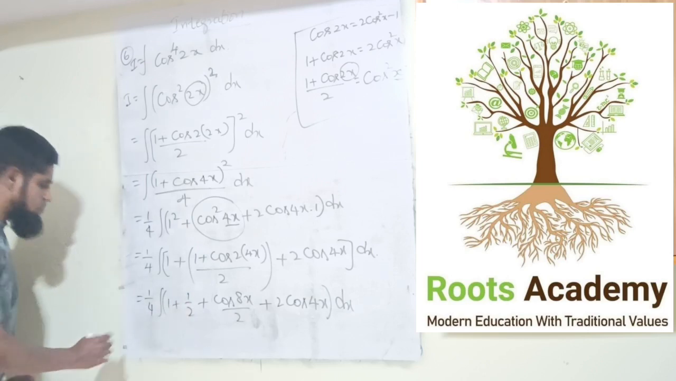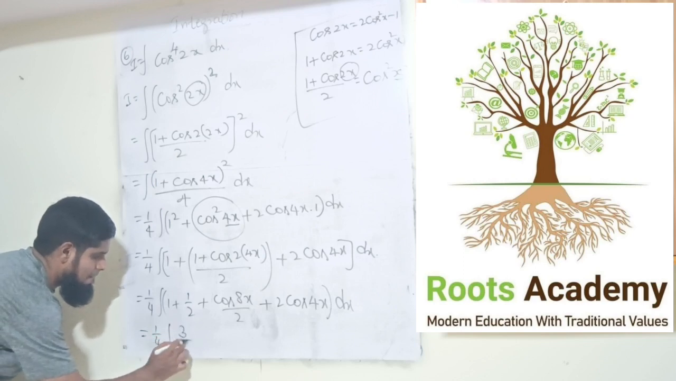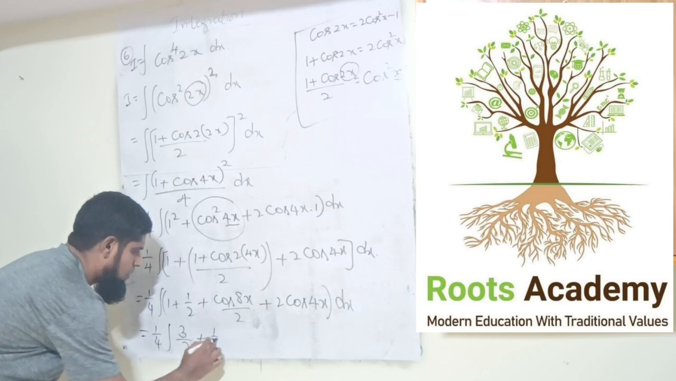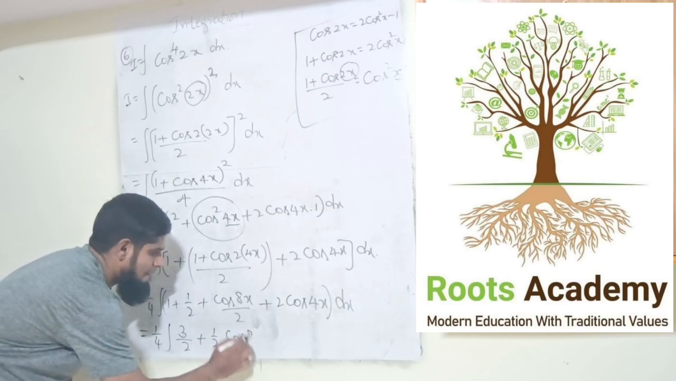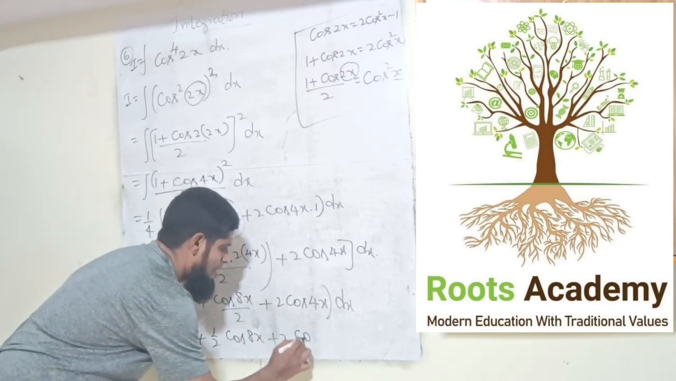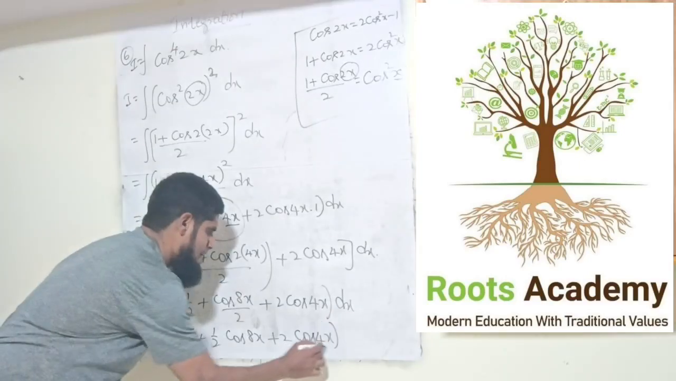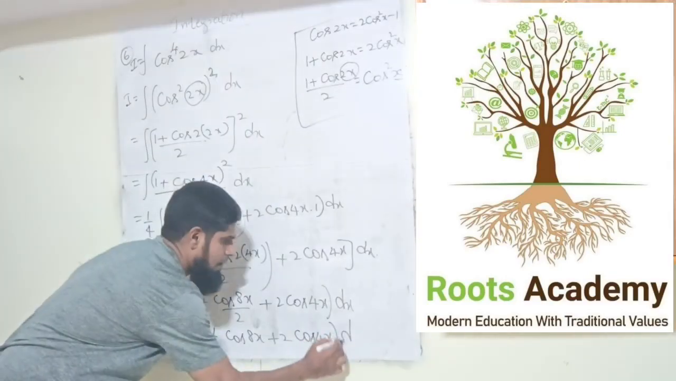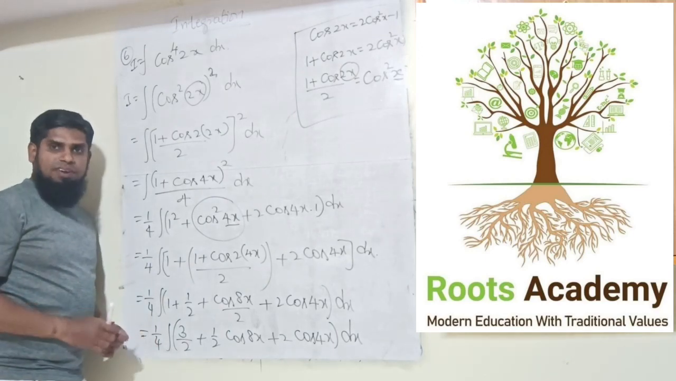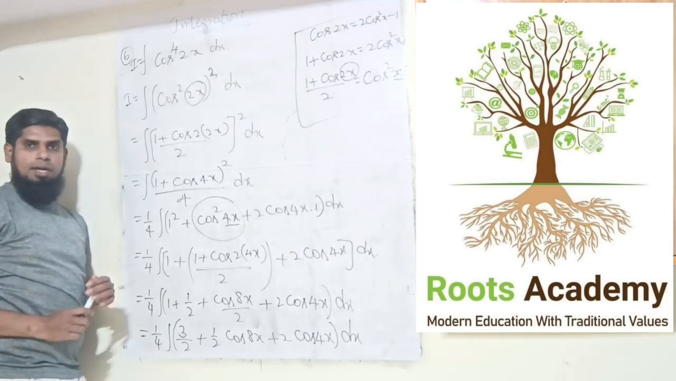1 plus half is 3 by 2. So this will be 1 by 4 integral 3 by 2 plus 1 by 2 times of cos 8x plus 2 times of cos 4x. Close the bracket, dx. This is the final simplification of cos power 4 2x.